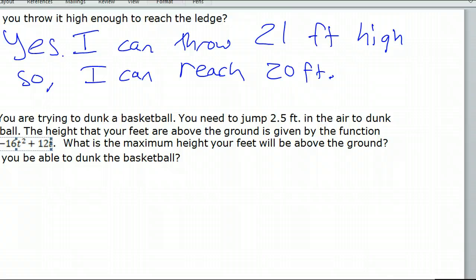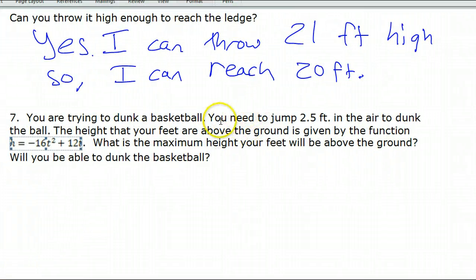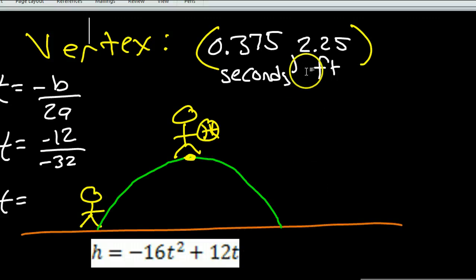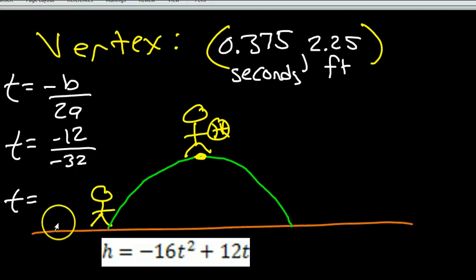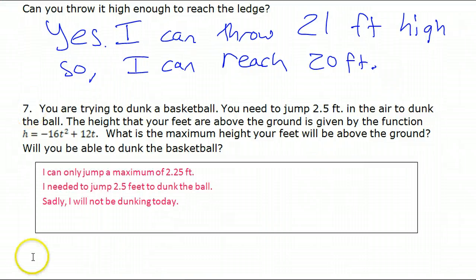So the problem said in order to dunk, we need to jump 2.5 feet. But we jumped 2.25 feet. So that is not high enough. So no, we will not be dunking today. This is a fail. I can only jump a maximum of 2.25 feet. I needed to jump 2.5 feet to dunk the ball. Sadly, I will not be dunking today.